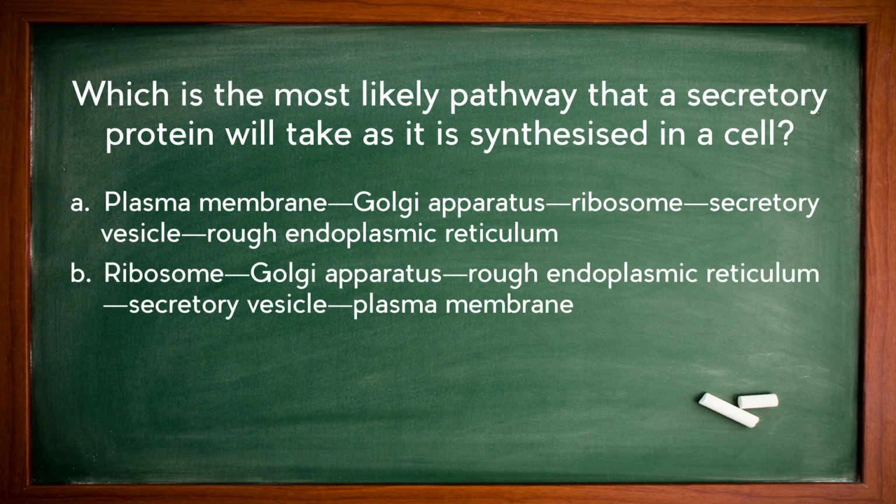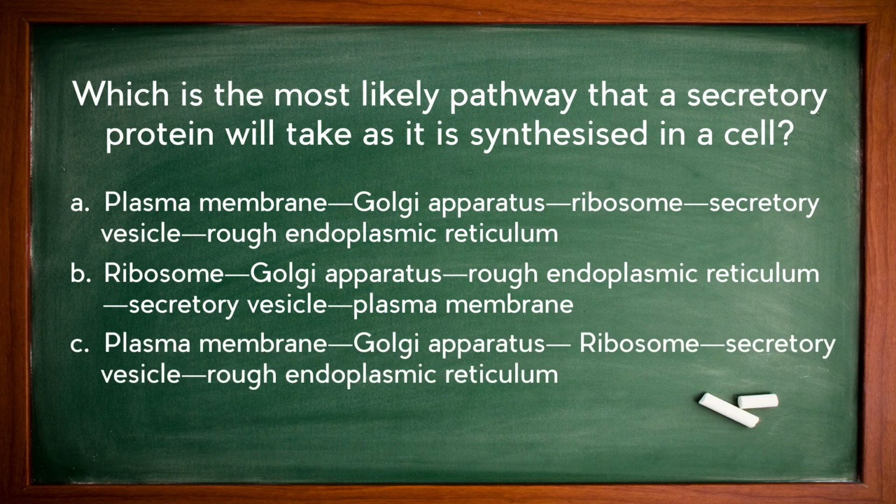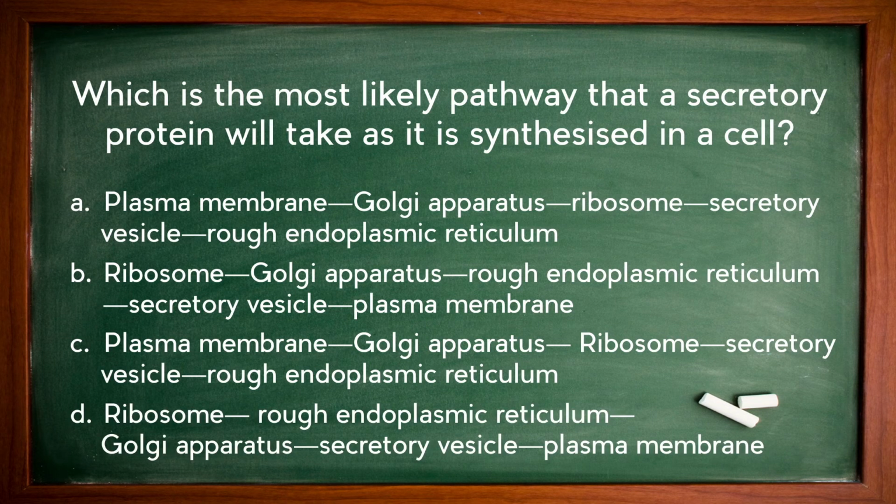B. Ribosome to Golgi apparatus to rough endoplasmic reticulum to secretory vesicle to plasma membrane. C. Plasma membrane to Golgi to ribosome to secretory vesicle to rough endoplasmic reticulum. Or D. Ribosome, rough endoplasmic reticulum, Golgi, secretory vesicle or plasma membrane.